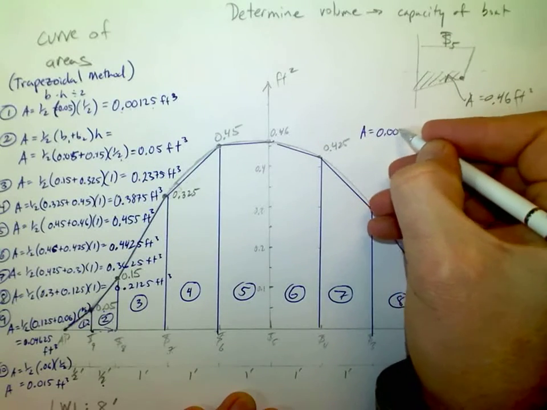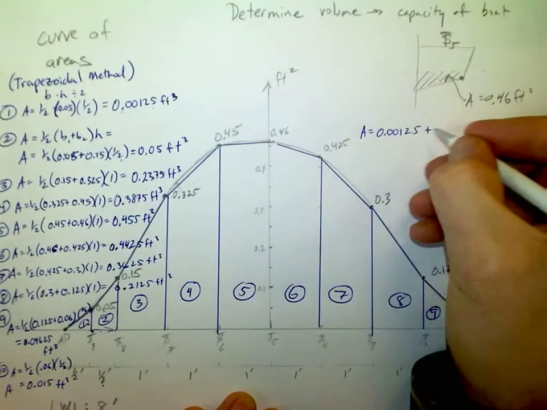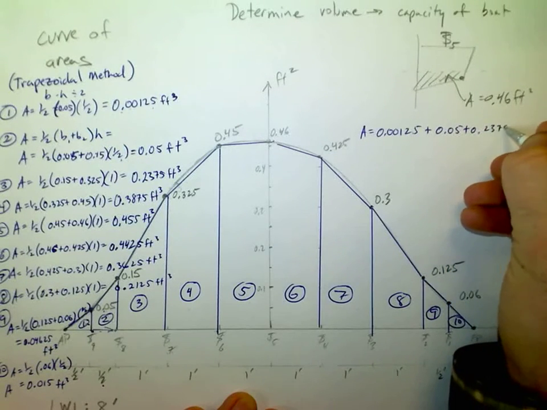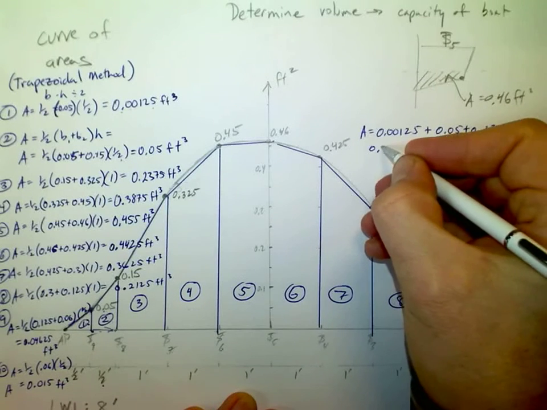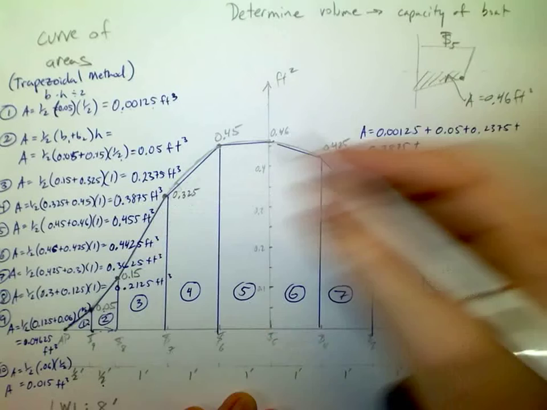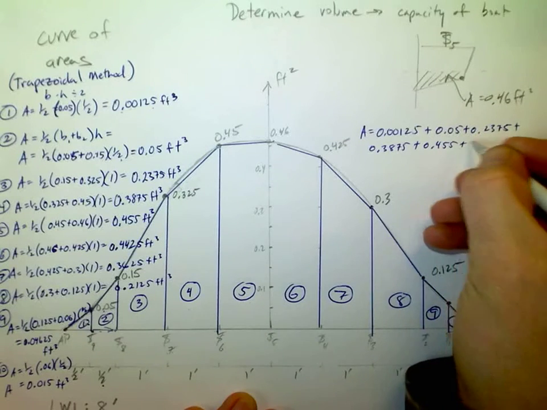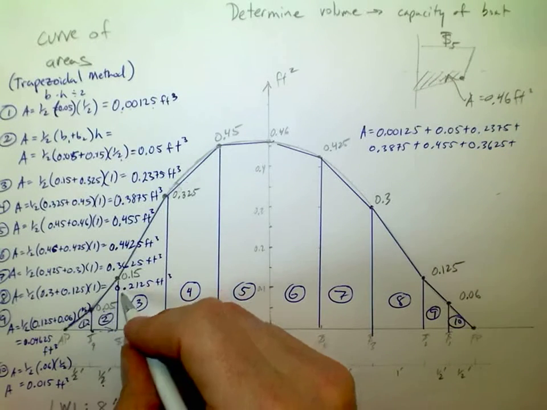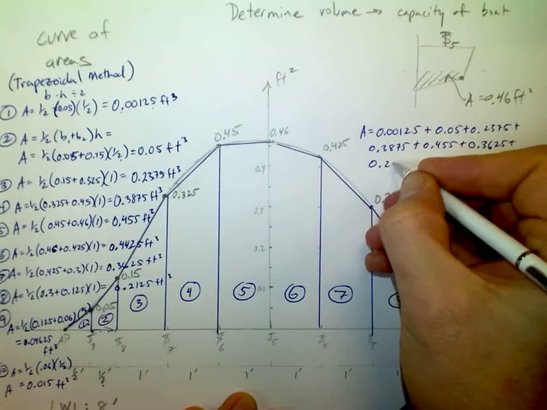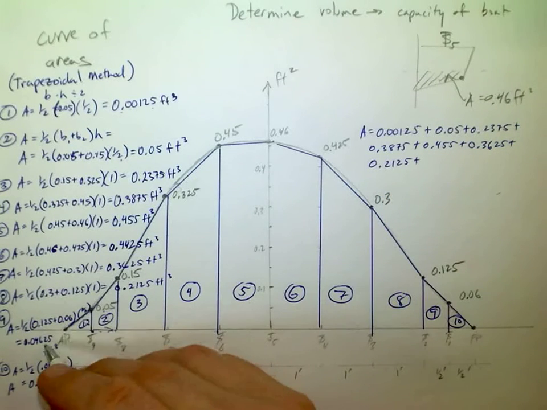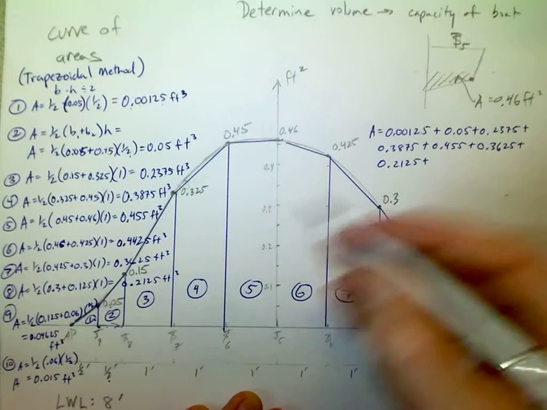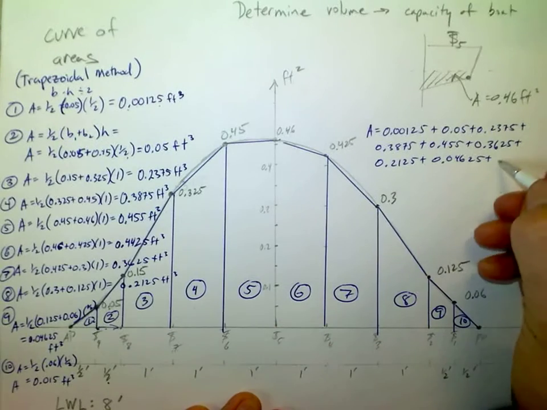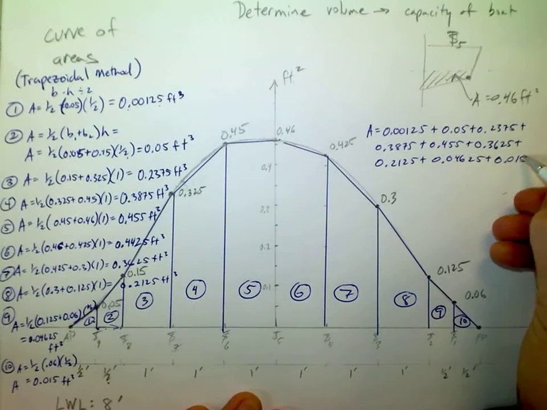0.00125 plus 0.05 plus 0.2375 plus 0.3875 plus 0.455 plus 0.3625 plus 0.2125 plus 0.04625 plus 0.015.